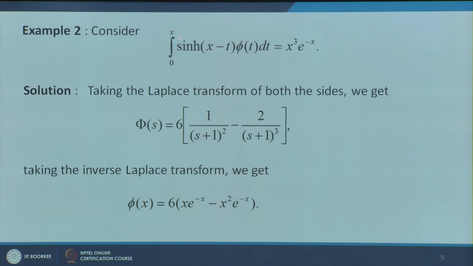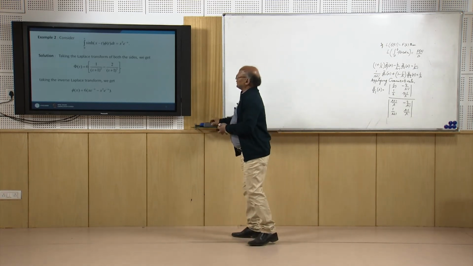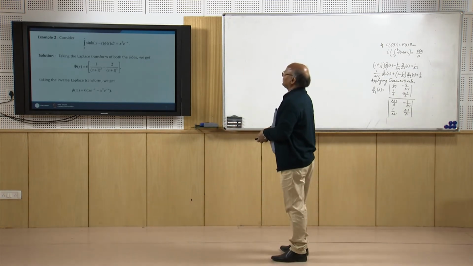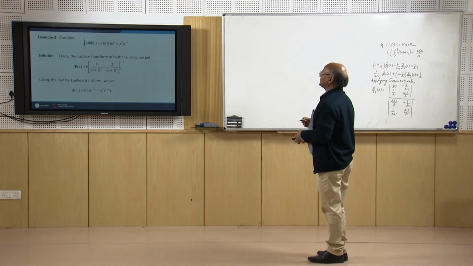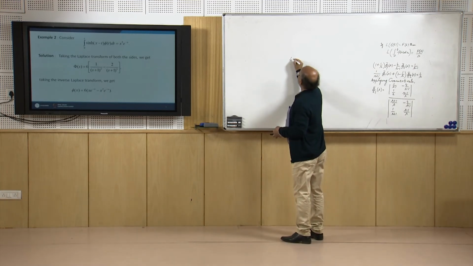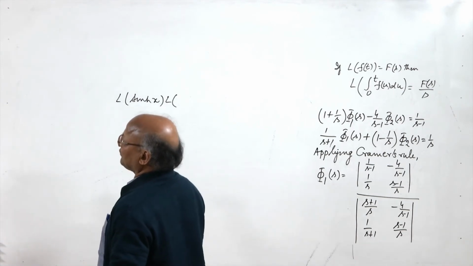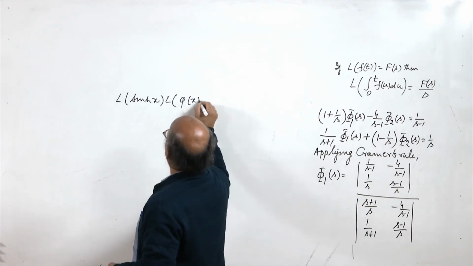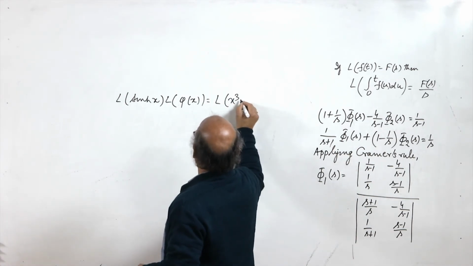The integral from 0 to x of sin hyperbolic (x minus t) phi(t) dt equal to x cube into e to the power minus x. So, here again let us take the Laplace transform on both sides. So, the Laplace transform of the integral is the Laplace transform of sin hyperbolic x into the Laplace transform of phi(x), equal to the Laplace transform of x cube e to the power minus x.